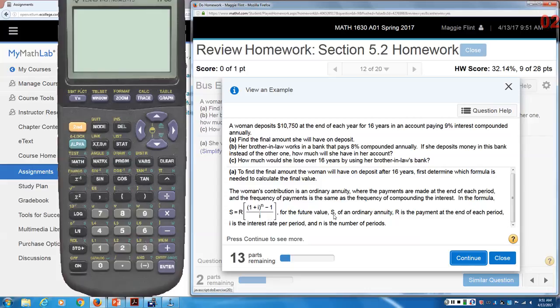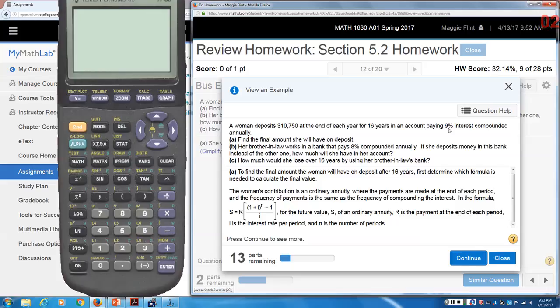Now they call it S. That's the future value. And the reason they call it S is because it's the sum of all your payments plus the interest on all of your payments. Okay? In the other problems, they call it A. A and S are both used for future value. R is the payment period, and it's made at the end of each period. And she's making her payment at the end of each year. And I is the interest rate per period, N is the number of periods.